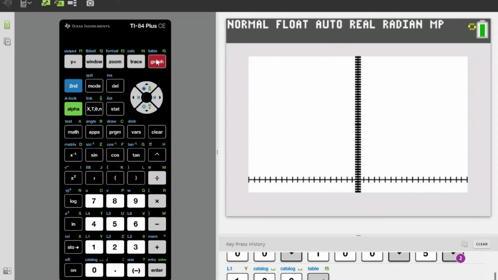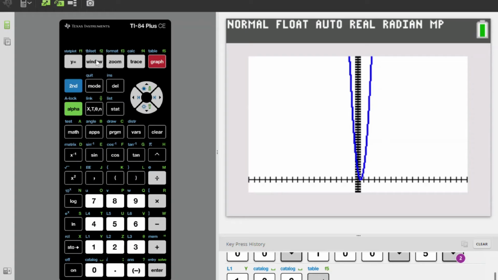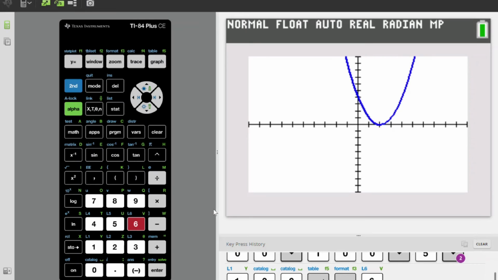So I'm going to hit graph. Very different. And so that's by playing with the windows. But if I want it to go back, I can go zoom and standard, which is 6. That will take me back to the original graph.